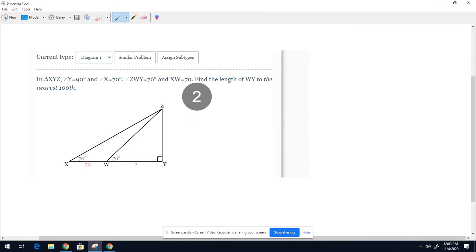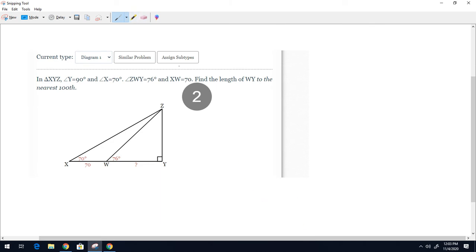It says in triangle XYZ, angle Y is 90 degrees. Uh-oh, right angle alert. And angle X is 70. Angle ZWY is 76 and XW is 70. Find the length of WY to the nearest 100th. Nearest 100th. Okay, I don't understand why they're doing it like that, but that's fine.